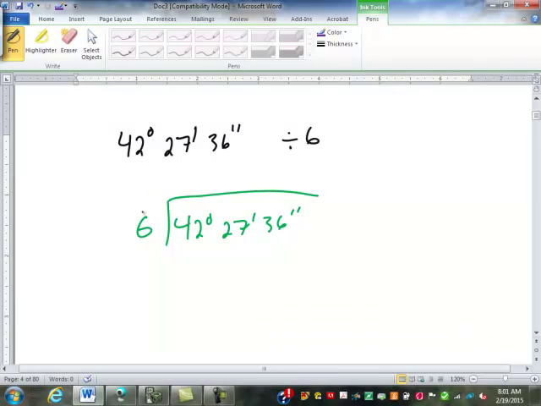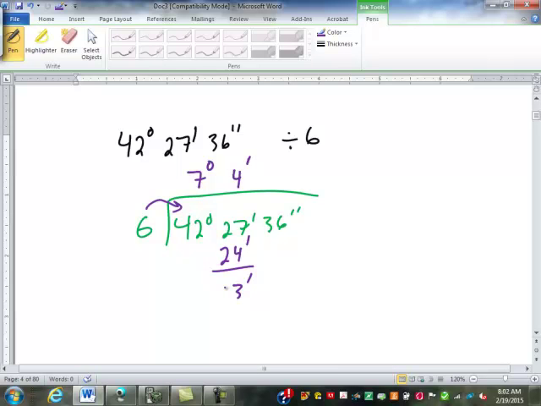So you punch it in and then hit equals first, then divide by 6. Yep. So 6 goes into 42 7 times. It's 7 degrees, and that's clean. We used up all 42 of those. 6 goes into 27 4 times. 4 times 6 is 24. So there's 3 minutes left over.